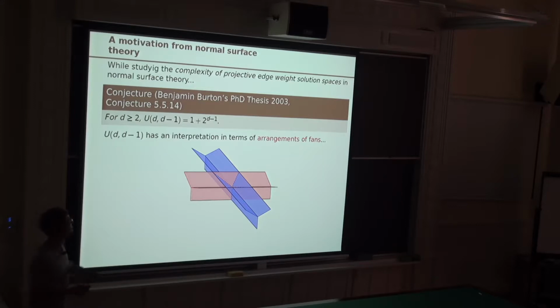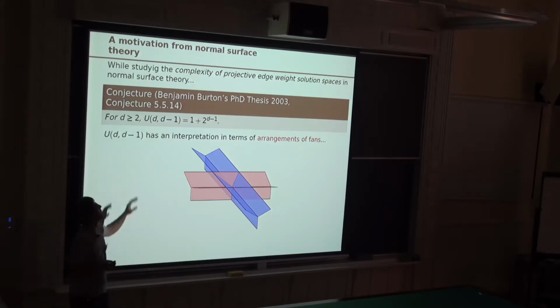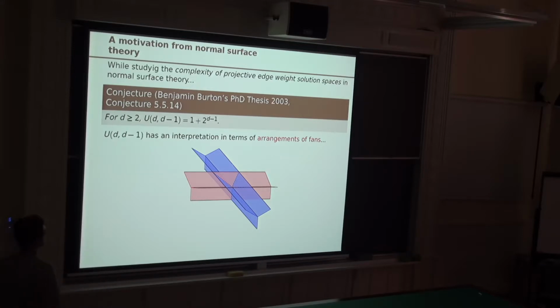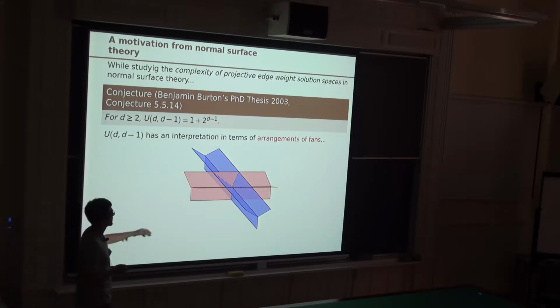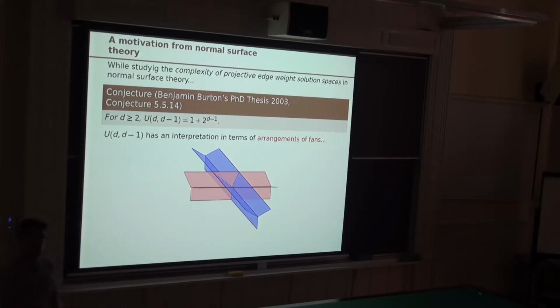When it reached me, there were no u and no projective edge-weight solution spaces in normal surface theory at all. Okay, so I'll explain my version of the problem, but the first picture we got was something like this. So there are some collections of fans like these ones, and you want to count the maximal number of intersections like these ones. Okay?